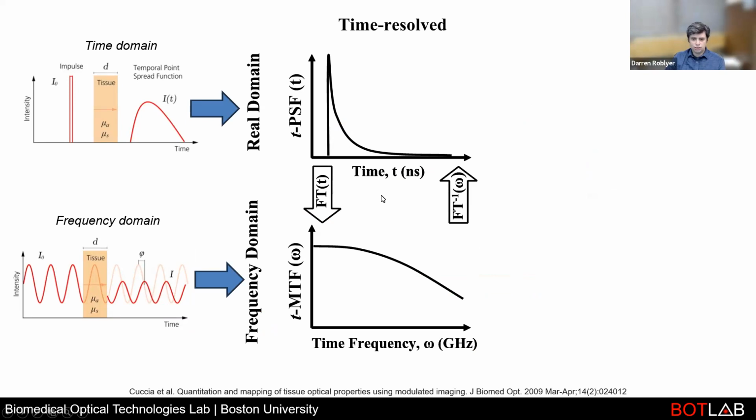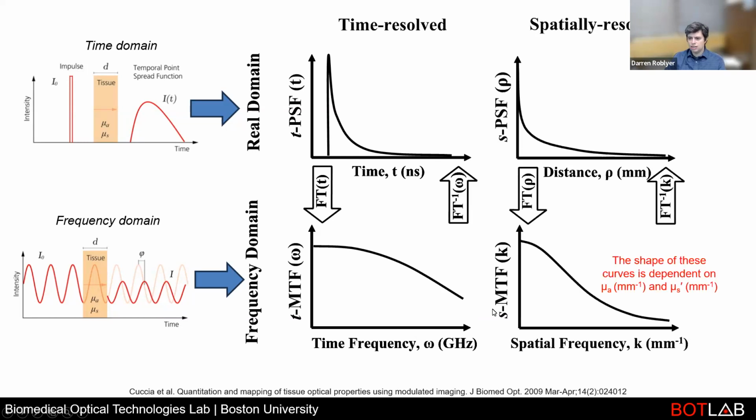And with a sufficiently short pulse, we're typically measuring this on the order of nanoseconds. If one takes a Fourier transform from this domain into the time frequency domain, we're looking at the temporal modulation transfer function. So here the response is a function of time frequency, typically for tissue in megahertz or sometimes gigahertz. And in theory, these two techniques contain the same information. Now it depends on the bandwidth of the time frequency domain measurement, but one can get the same information from these two technologies.